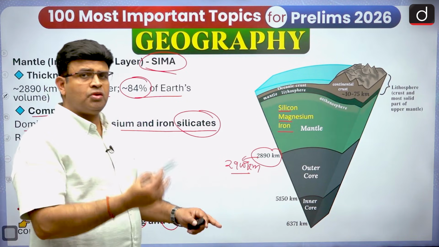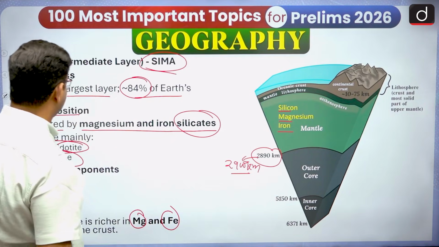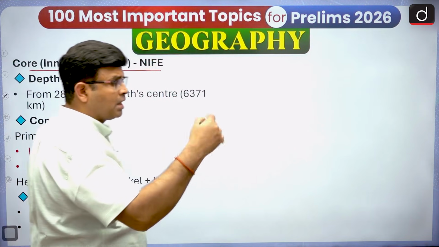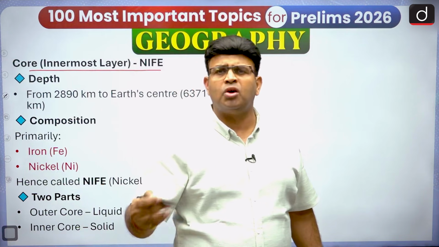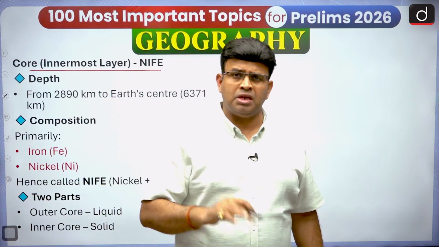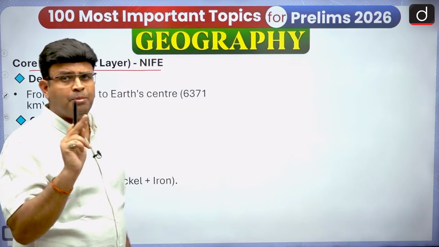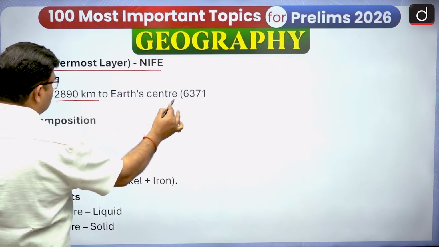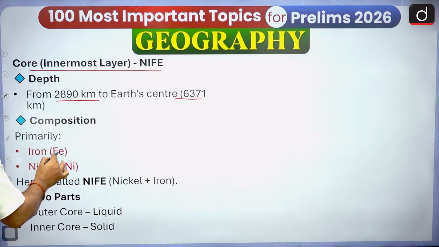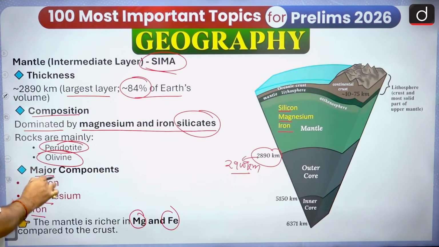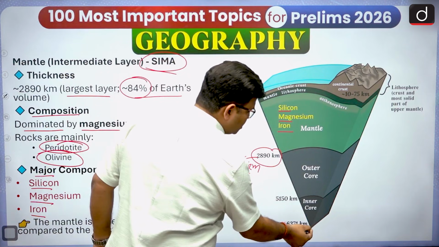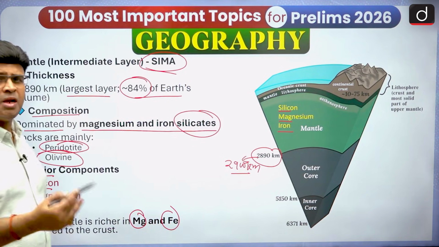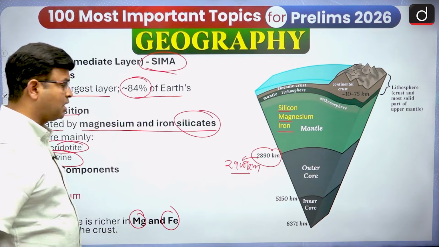In comparison to the crust, magnesium and iron are more in the mantle. Thereafter comes the core, the innermost layer, from 2890 kilometers to 6371, or you can say 6370 kilometers depth. I am talking about this on the basis of chemical division. Somewhere it is also written as 6378, and even that is correct.